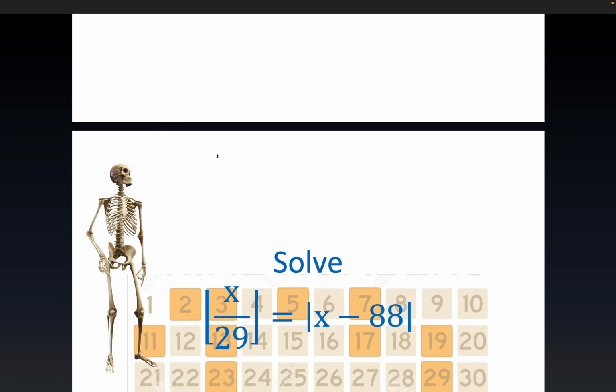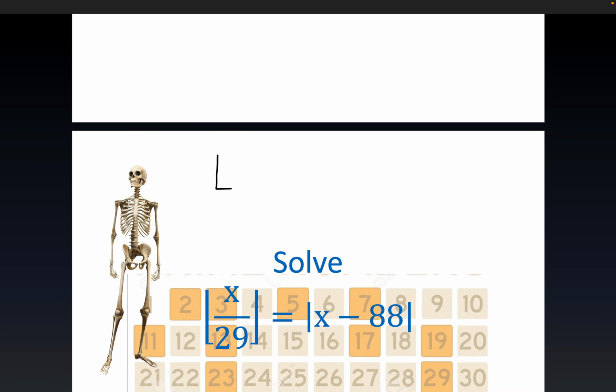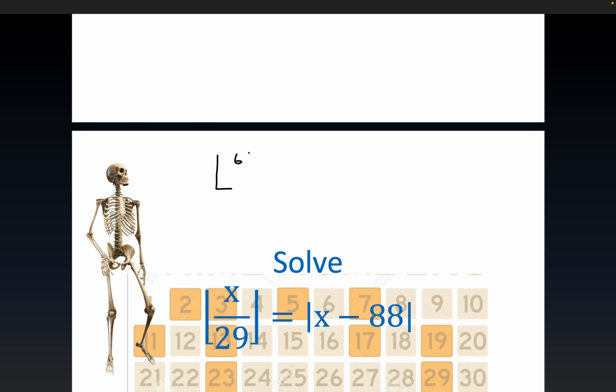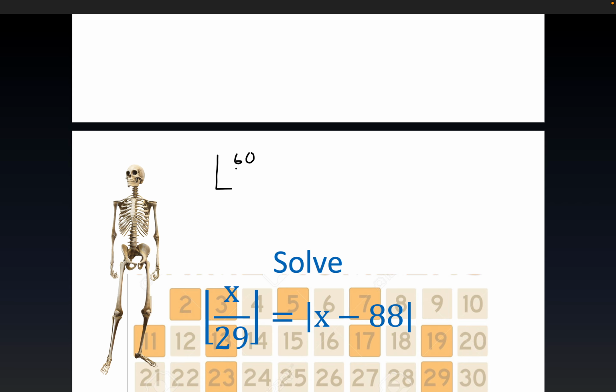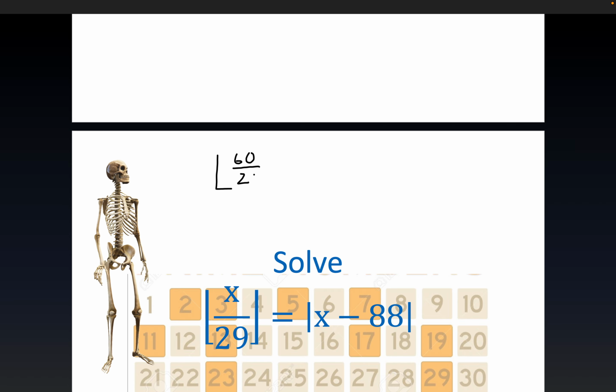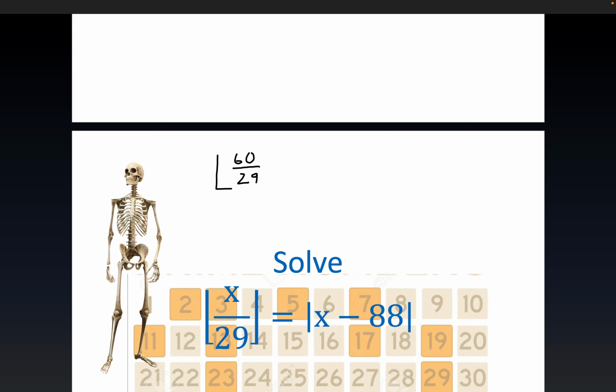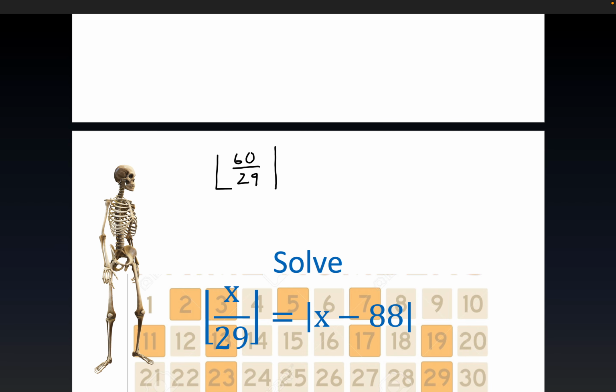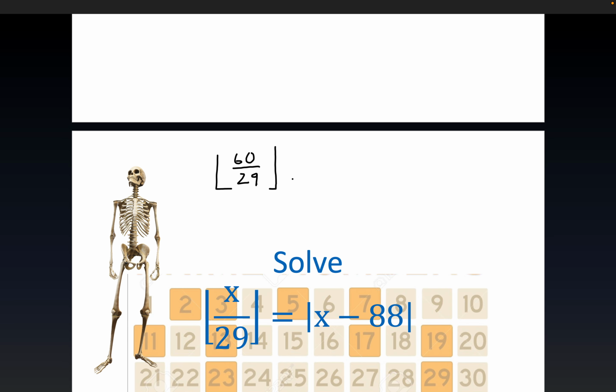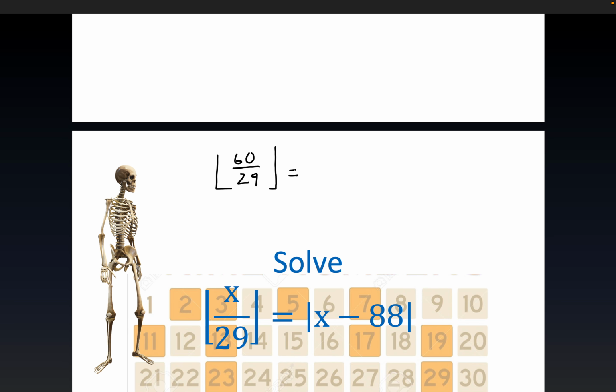Hi everybody, the floor function is defined to be the greatest integer less than or equal to the input argument. Now I'm just going to make one up that's related to this problem. Let's do 60 over 29. Now it's called the floor. In the old days it was called the greatest integer function because it returns the greatest integer that is less than the input, which is sort of confusing all by itself, but it does make sense.